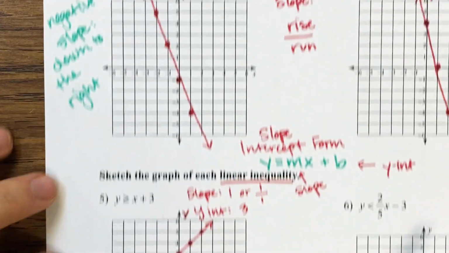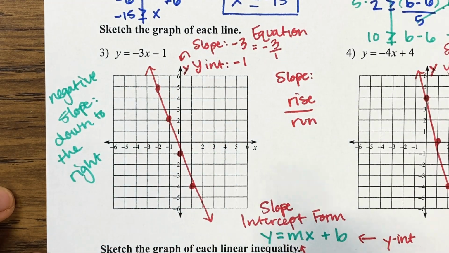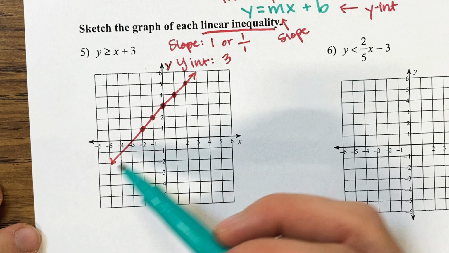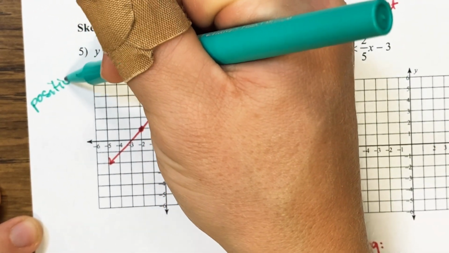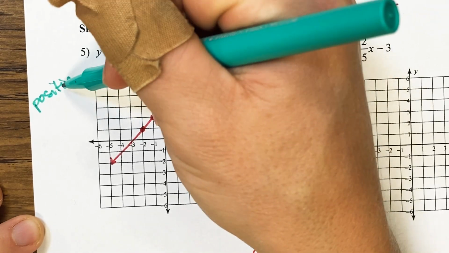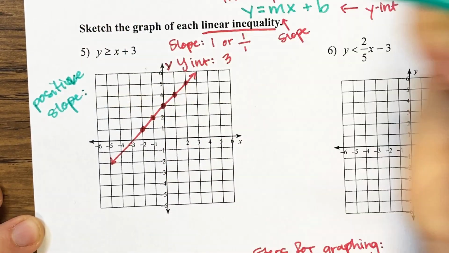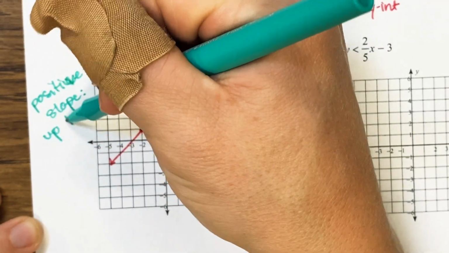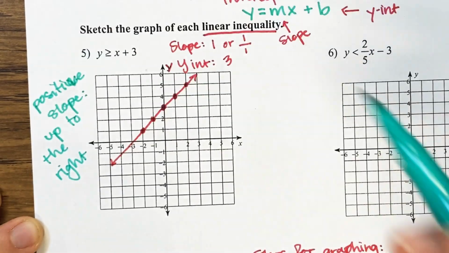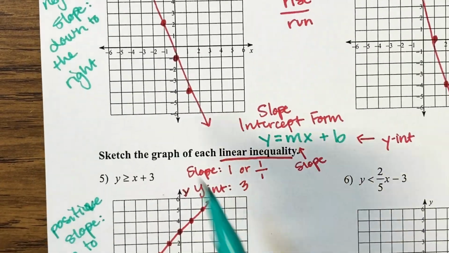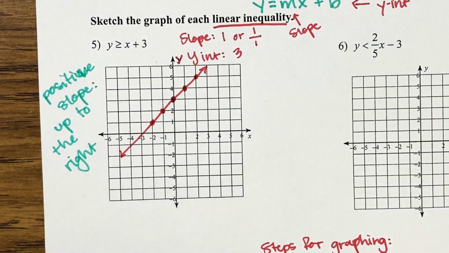So notice, up top, our slopes were negative, so our line was going down to the right. Well, now our slope is positive. Okay, so in a positive slope, it goes up to the right. So negative slope, down to the right. Positive slope, up to the right.